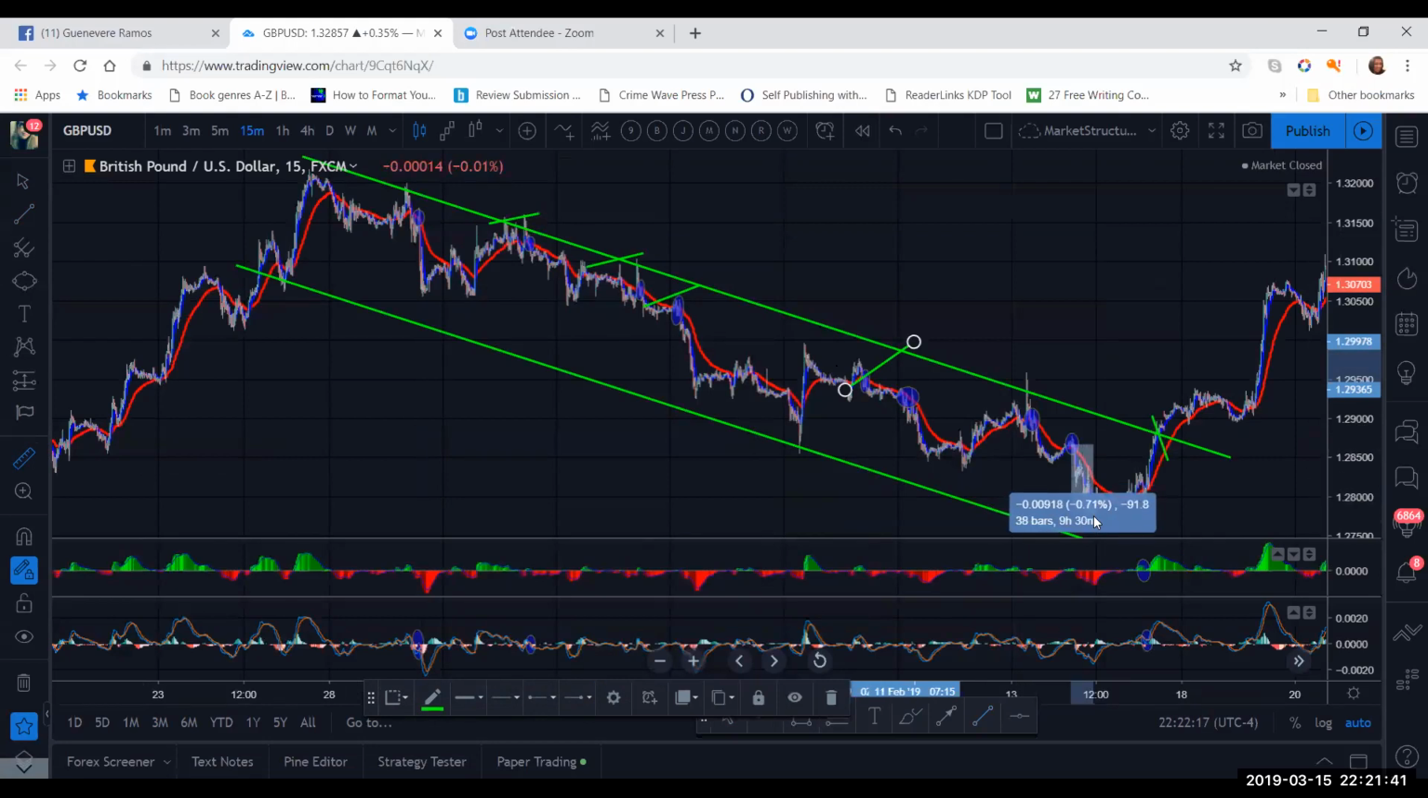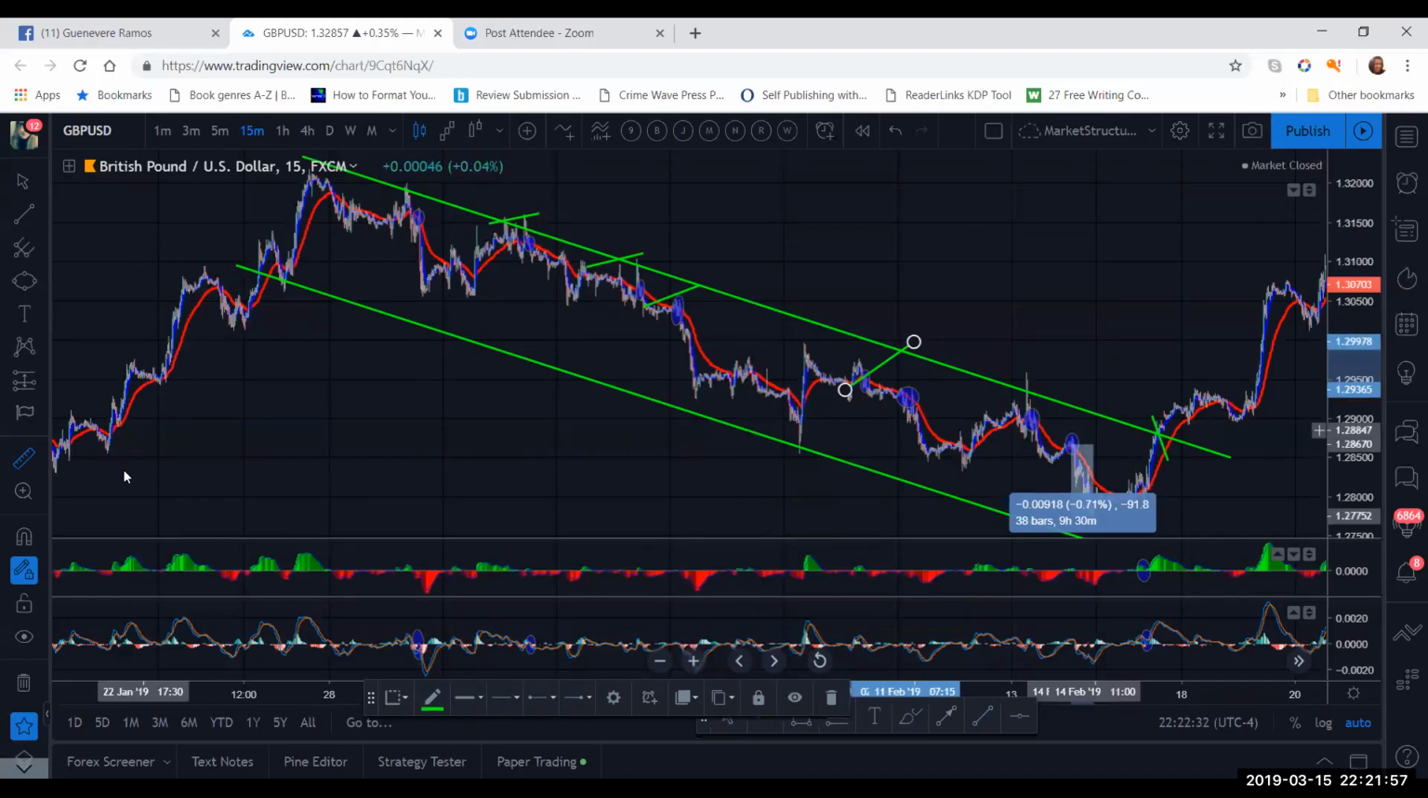All right, does all that make sense to everybody? Yes. So I covered how to mark it up. It only took me about 30 seconds to mark it up. I find my current trend and I look for entries.